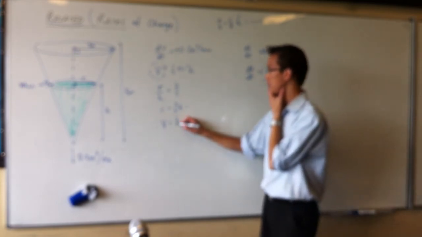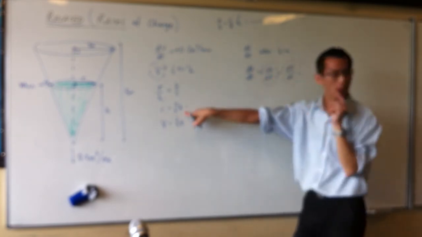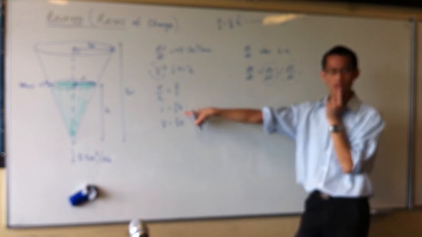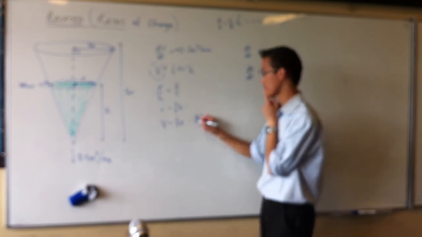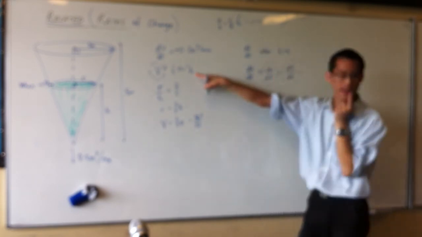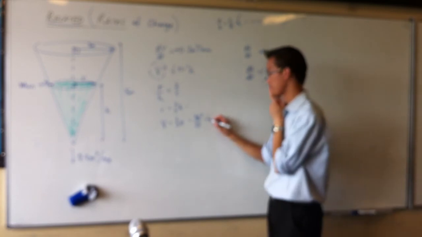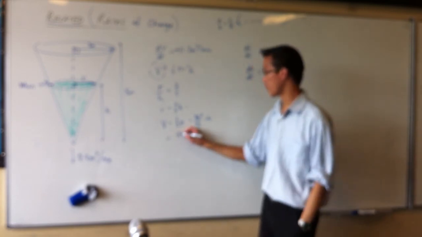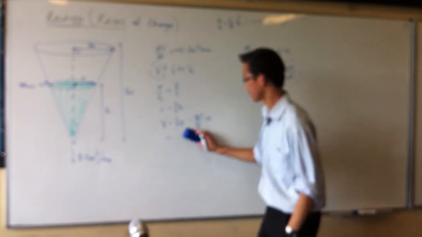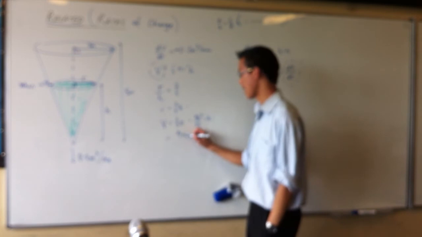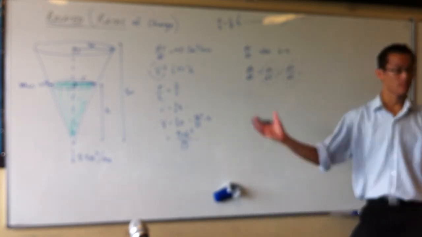It'll be a third pi. Now what's r squared? It'll be 4h squared on 25. And then I have another h on the end. So tidying that up, I'll get 4h cubed pi. I should have put the pi first, sorry. 4 pi h cubed on 75. Okay?